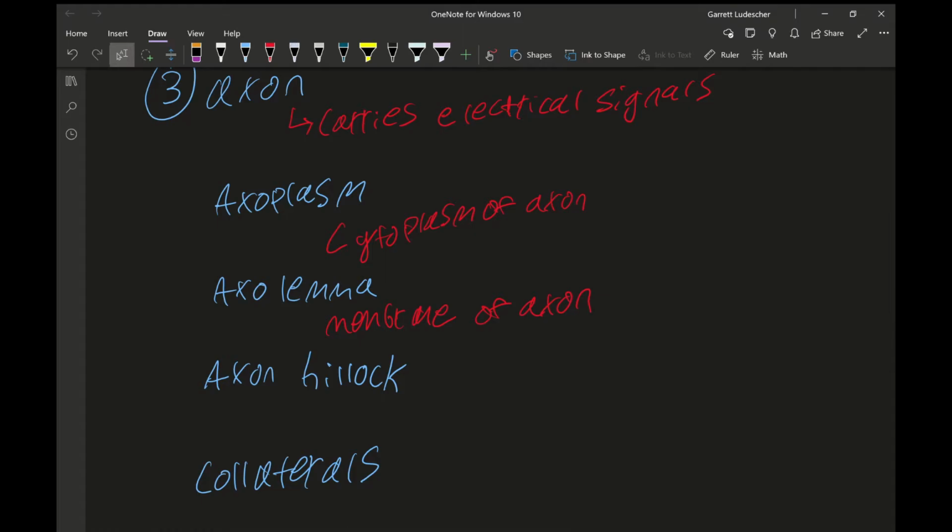And the axon hillock is really important, and we'll go over that later in the action potential unit. But really, it's a thick section of the cell body that's right before the axon. And so it attaches to the initial segment of the soma.